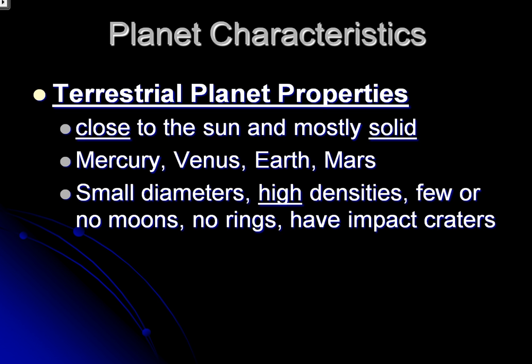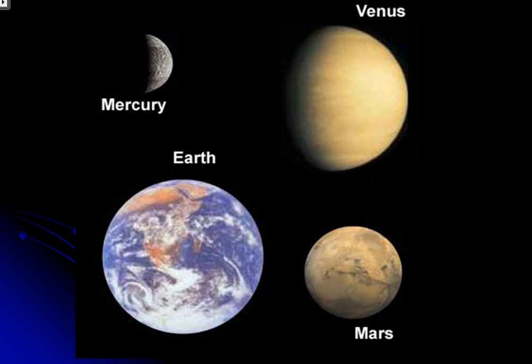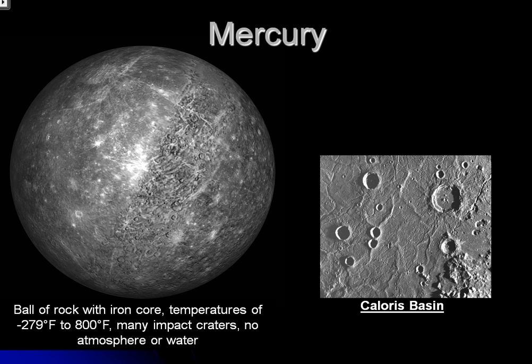The planets. The terrestrial planets, terrestrial meaning land, are the 4 planets that are very close to the sun that are mostly solid. They are very much like Earth. They are Mercury, Venus, Earth, and Mars. They're small in diameter, high in density, rocky, with few or no moons, no rings, and they do have impact craters. And these are images of them: Mercury, Venus, Mars, and Earth.